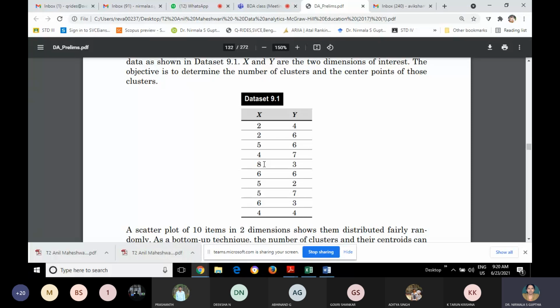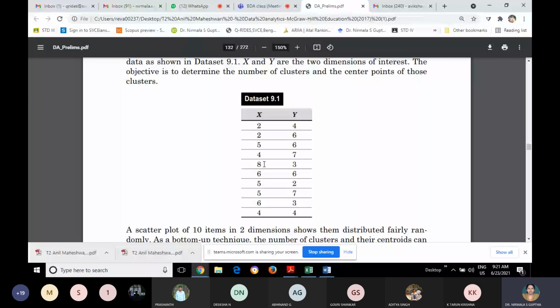So let us apply the bottom-up technique, and we will represent these pair of values as 2, 4. My X value is 2, Y value is 4. So that is my first value. So I'm going to make a pair of it. Initially all the data points, we will try to put on a graph or on a scale ranging between 0 to 9.